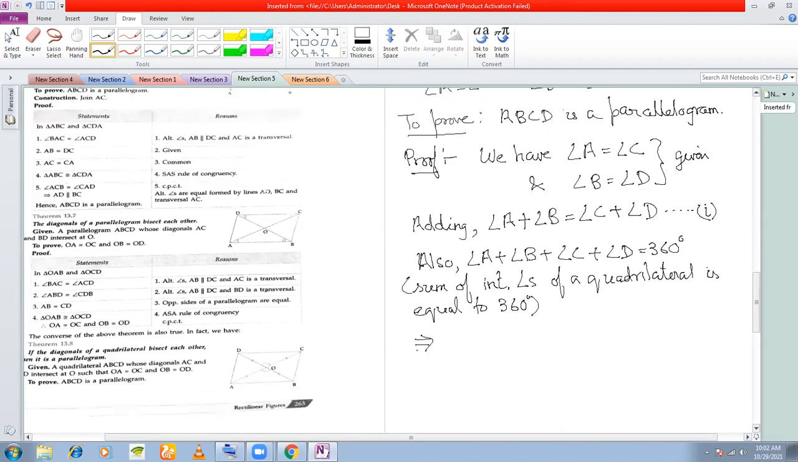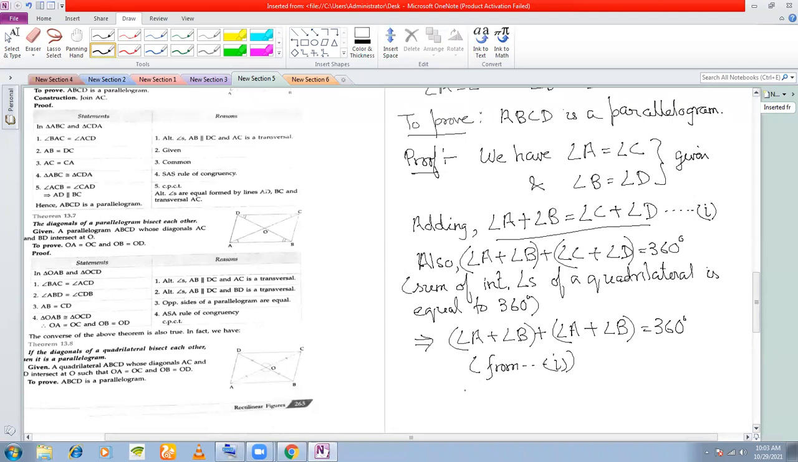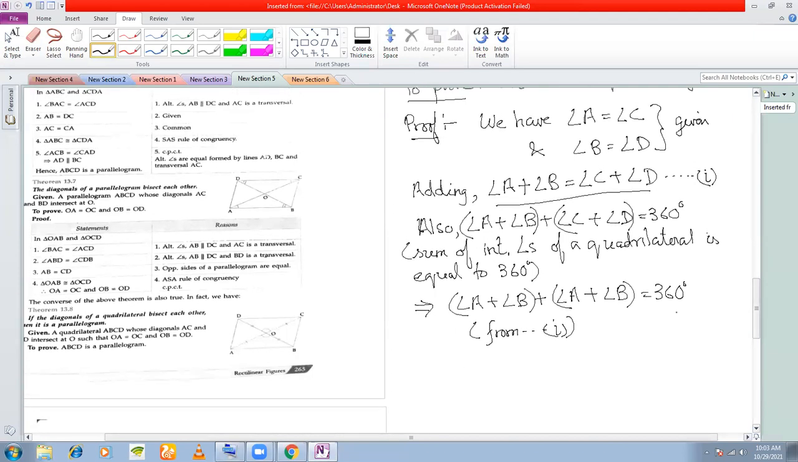Now you see that from 1, angle A plus angle B is equal to angle C plus angle D. So if I take these two together, and these two together, then instead of angle C plus angle D, we can replace it by angle A plus angle B, and we write angle A plus angle B as it is. Okay, this is from 1. Is this step clear to everyone? Yes, sir.